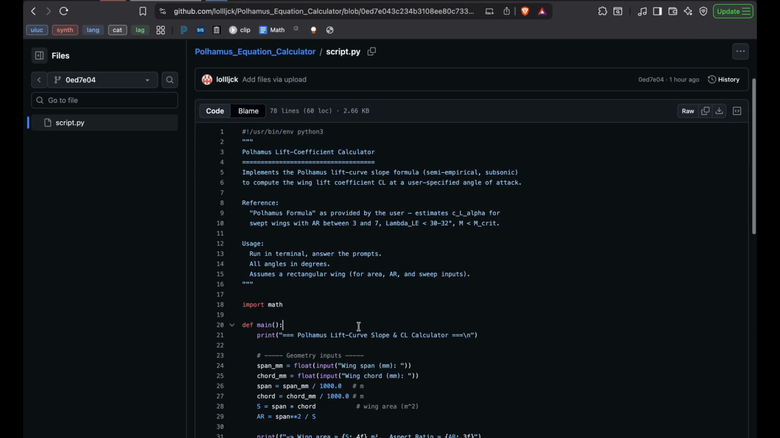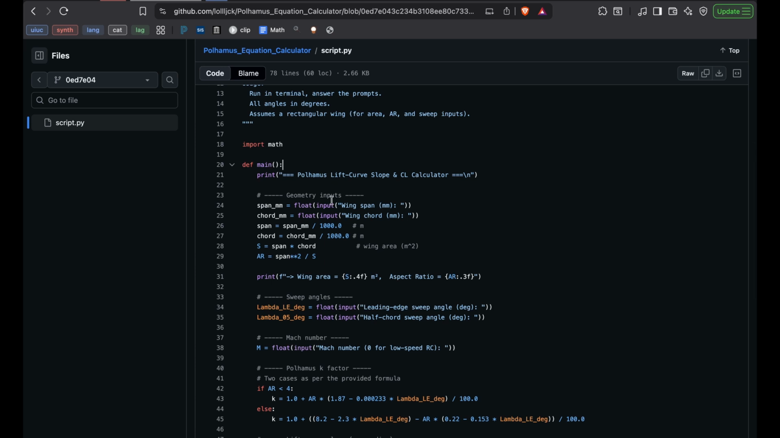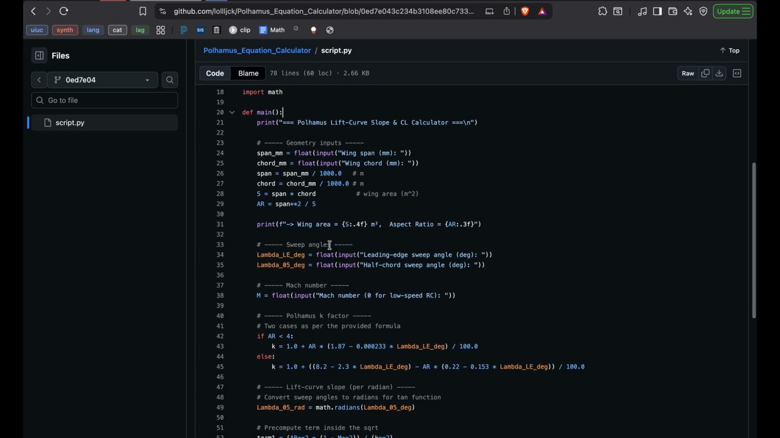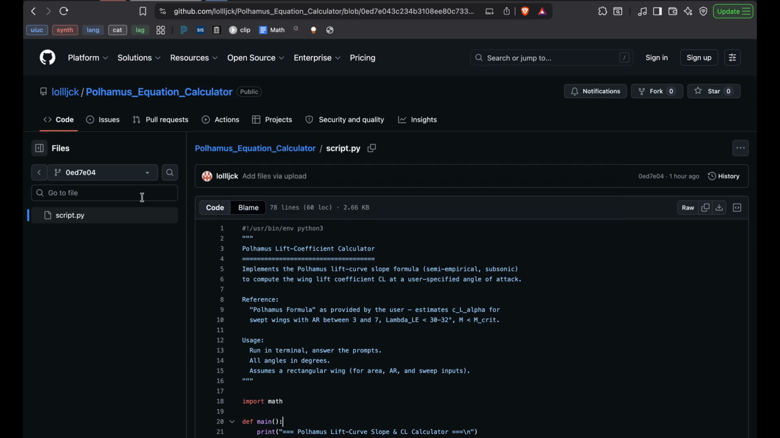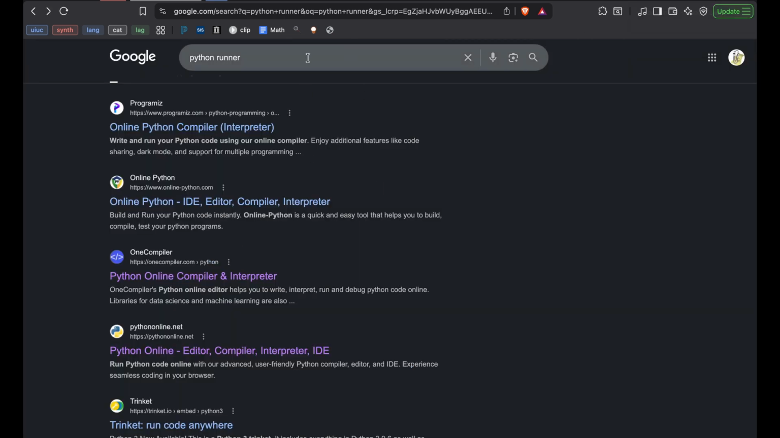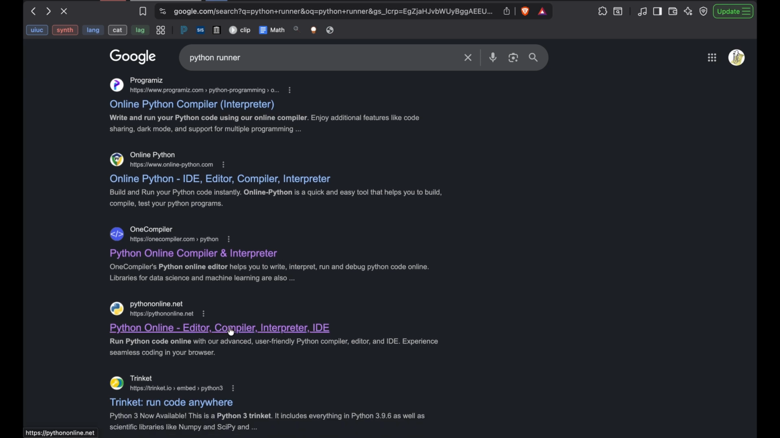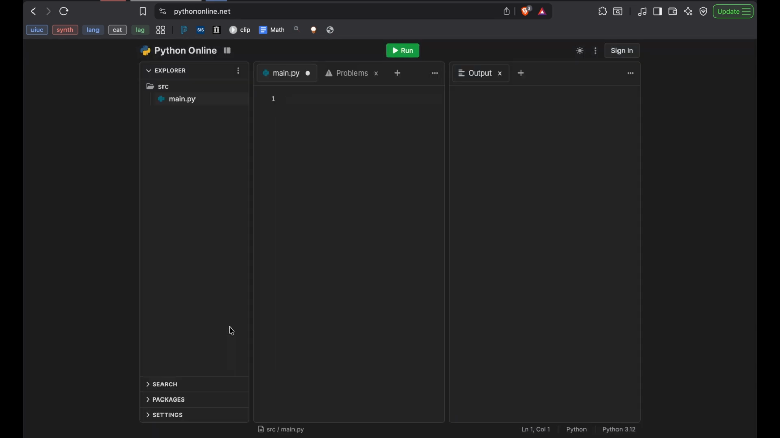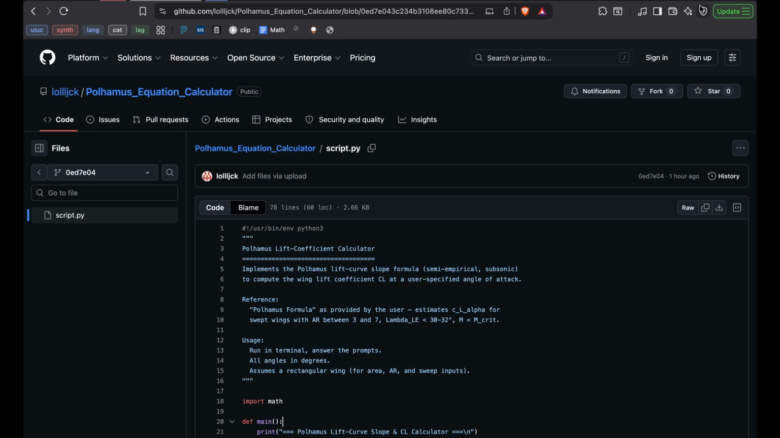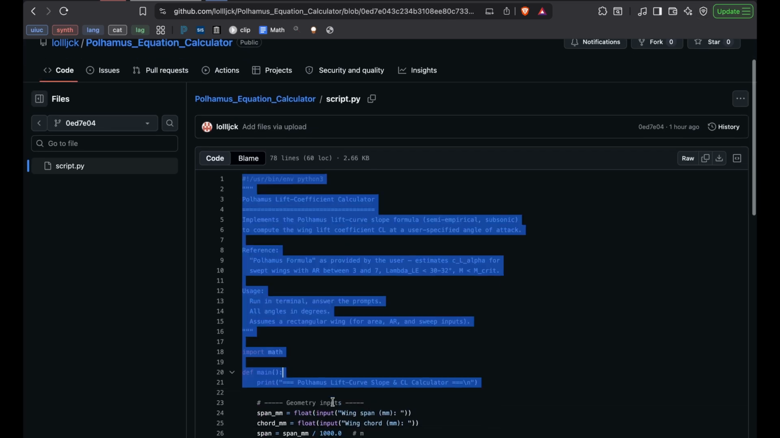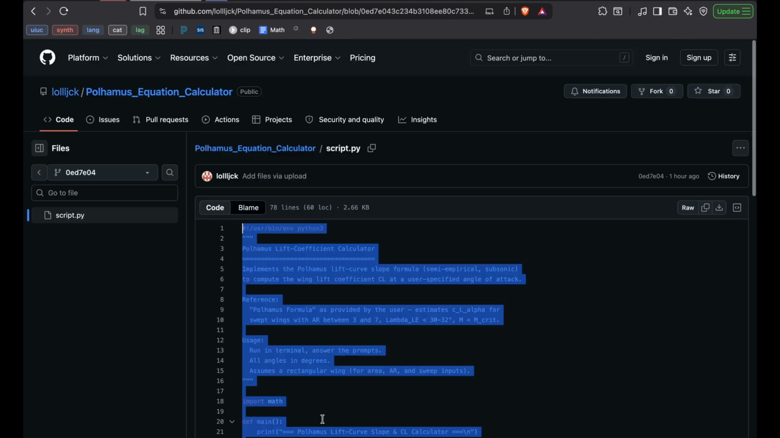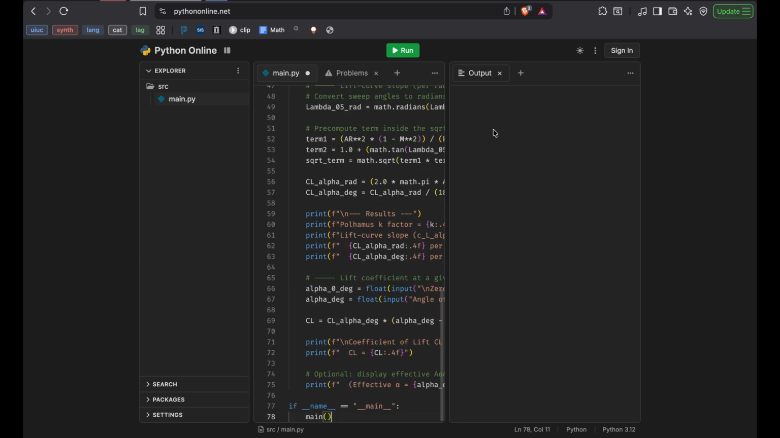So all you have to do is input some basic variables, like your span, your chord, your alpha naught, which I'll explain later. And this is public, and I'll put this in the description, and you can download it. And it's very easy to run. You just go to an online Python runner. And if you don't want to download it, you just copy and paste it. Copy, paste, boom. Let's run it.